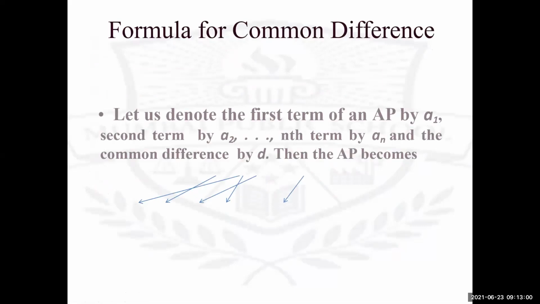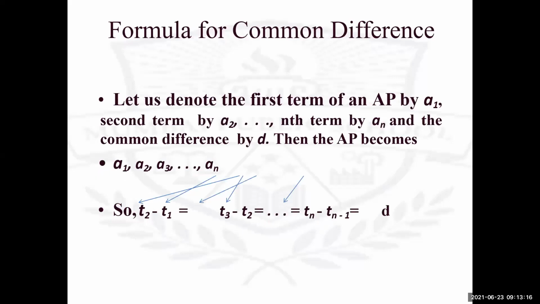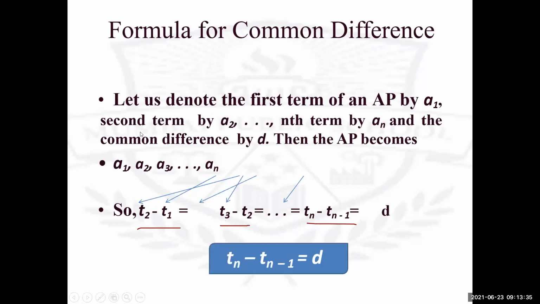Formula for common difference. Let us denote the first term of an AP by A1, second term by A2, and Nth term by AN. Then the common difference by D. Then the common difference is the second term minus the first term. We have T representing term. So T2 minus T1, T3 minus T2, and Tn minus Tn minus 1. That is equal to what? D. So Tn minus Tn minus 1 equals D. Remember this formula of common difference.